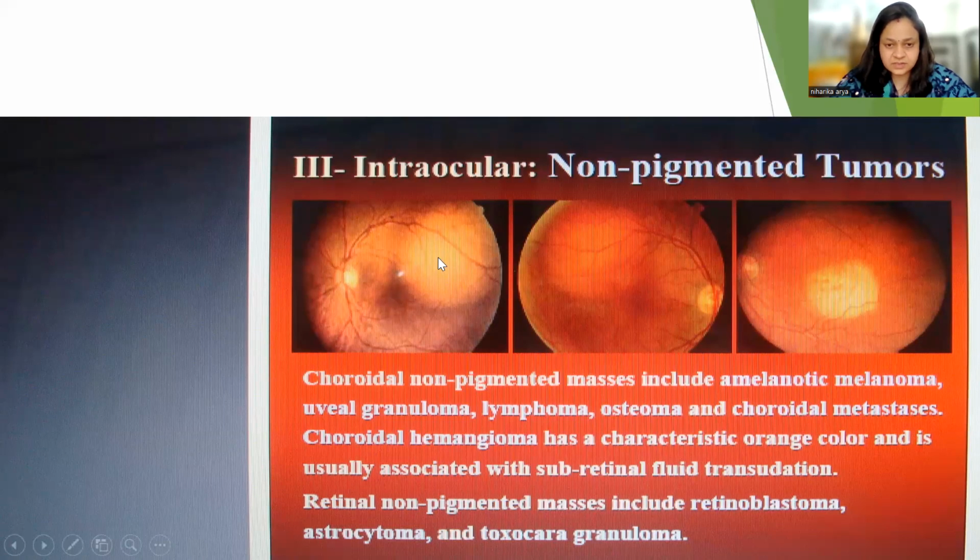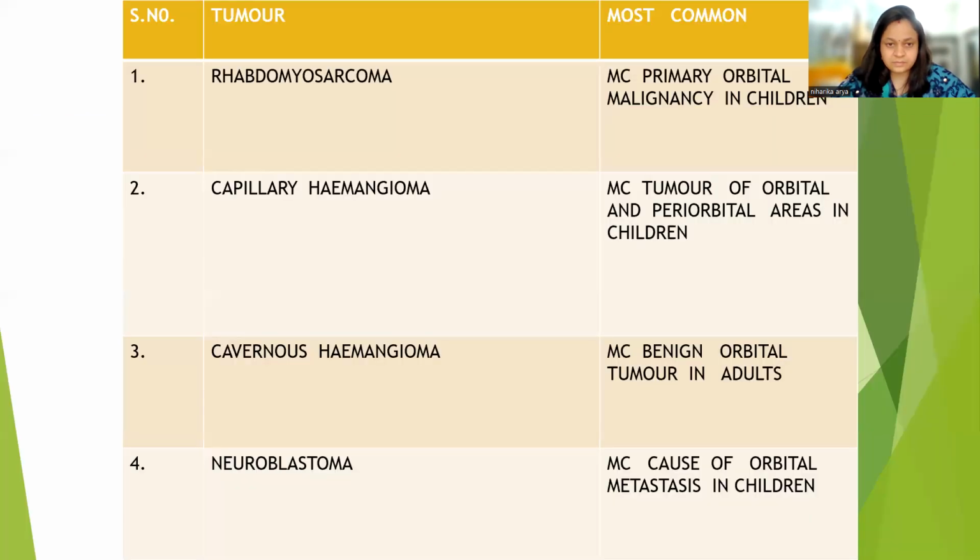See in the first picture, this is the characteristic orange color, usually associated with subretinal fluid transudation. In it, you can see there is an accumulation of fluid underneath the retina, that is, in the subretinal space. The retinal non-pigmented masses include retinoblastoma, astrocytoma, and toxocara granuloma.